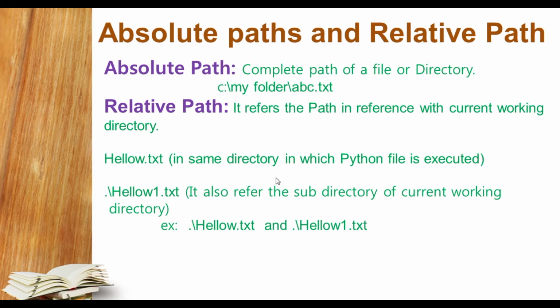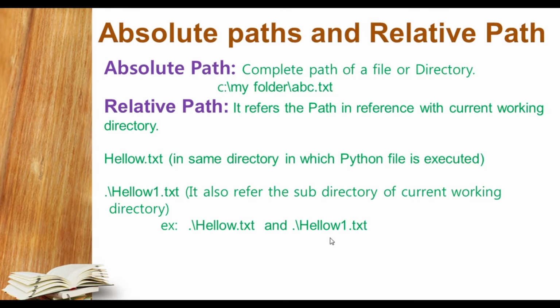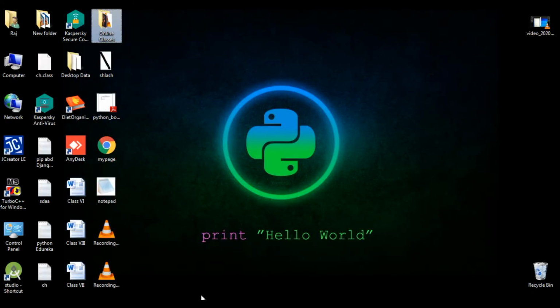In hello1.txt, you can see that a dot and slash is mentioned before it. This is for a subdirectory of the current working directory. It means where Python is installed, inside that I may have a folder, and inside that folder a particular file may exist. These are termed relative paths. Now we can understand it well through the example.